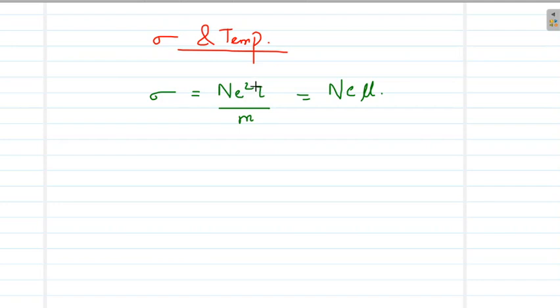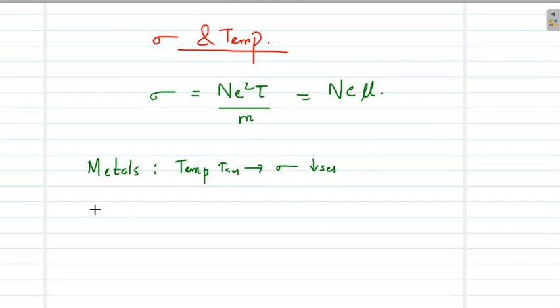So from this equation, we know sigma and tau or sigma and mu are directly related. So when we study the variation of sigma with respect to temperature, for metals, we see that as temperature increases, electrical conductivity sigma decreases. So temperature and sigma are inversely related.